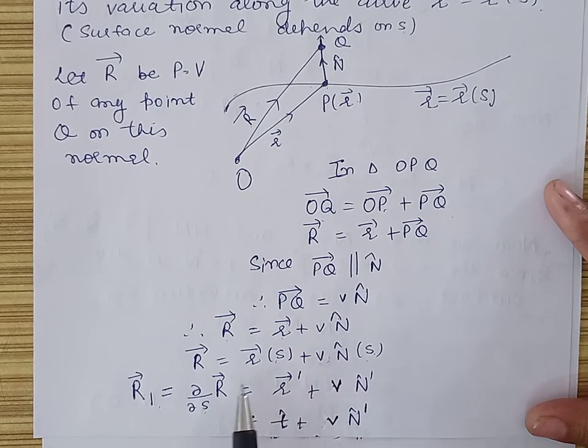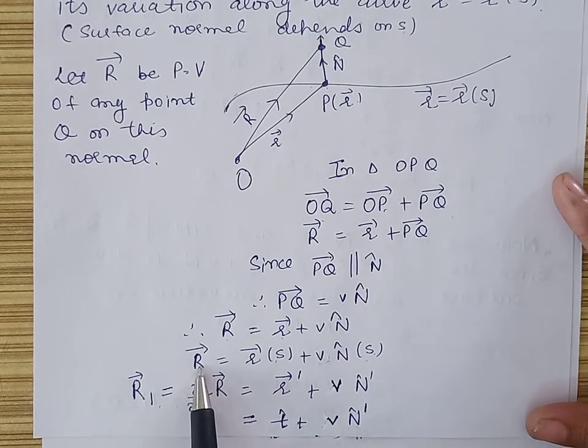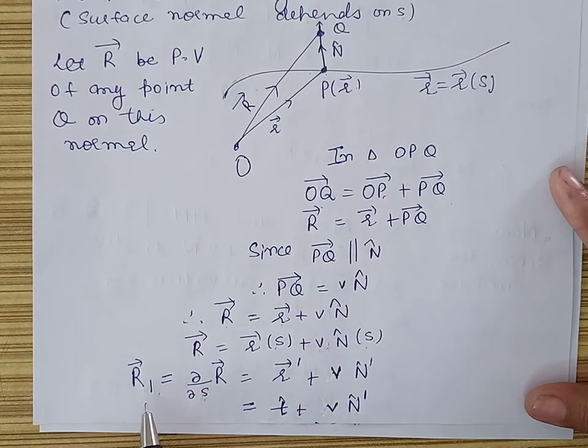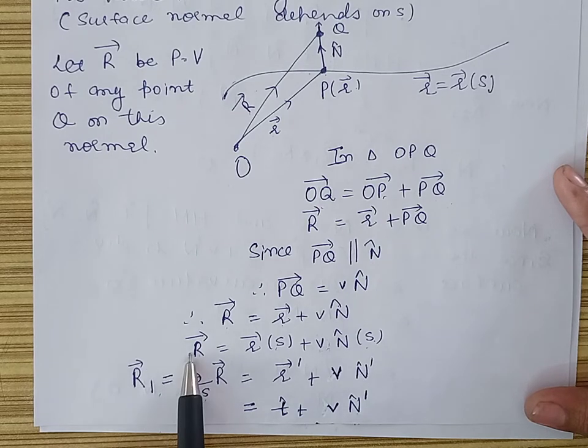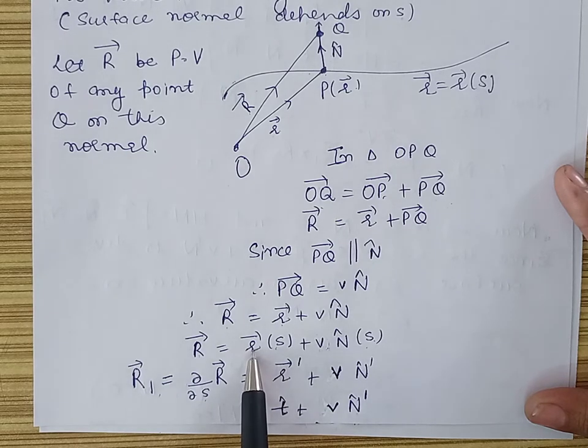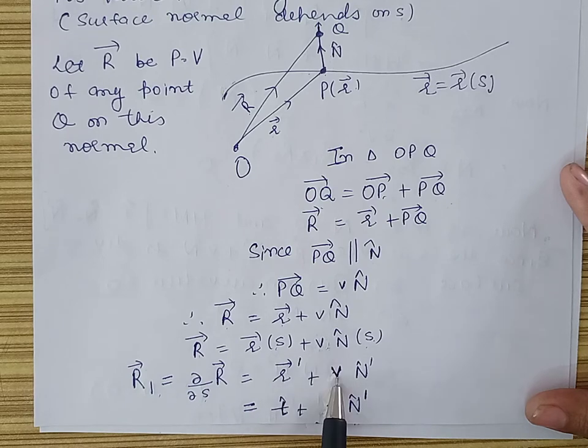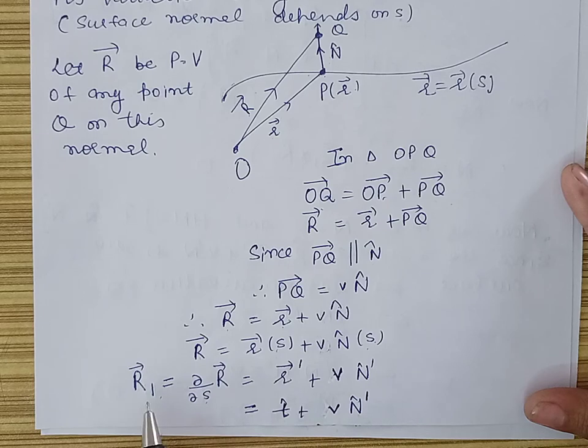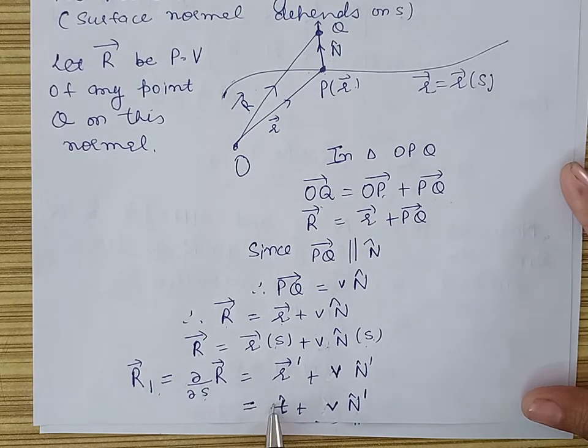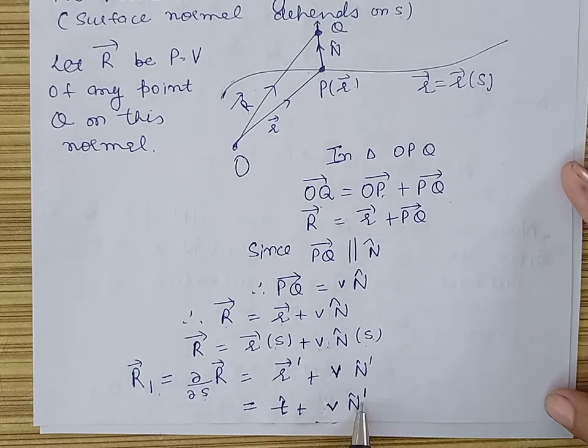So let us find the derivatives of this vector R. Firstly, we find the partial derivative of vector R with respect to the parameter s. Here the derivative of vector r with respect to s is denoted by r', v is constant, and the derivative of N is denoted by N'. Now dr/ds is the unit tangent vector, which we denote by T. So the partial derivative of R with respect to s is given by T + vN'.